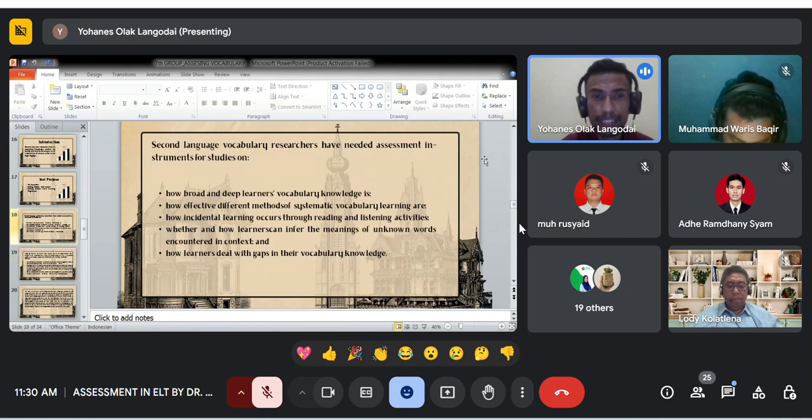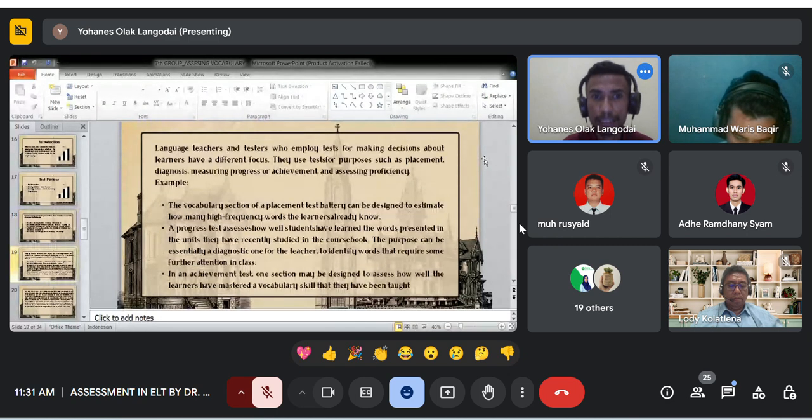For more detail, you can see on the screen: second language vocabulary researchers have needed assessment instruments for study. There are several instruments: how broad, how effective, how incidental, and how learners deal with gaps in their vocabulary knowledge, as I explained before. And next, language teachers and testers who employ tests for making decisions about learners have a different focus.